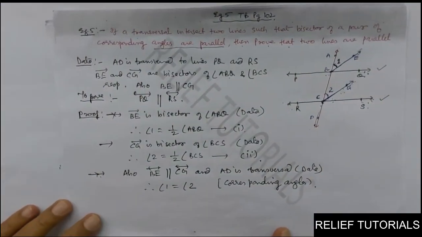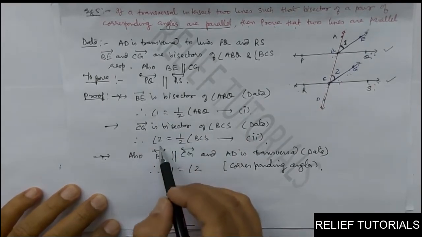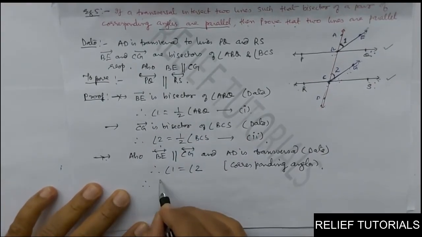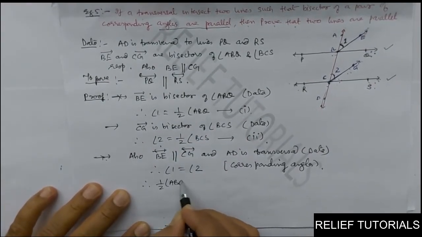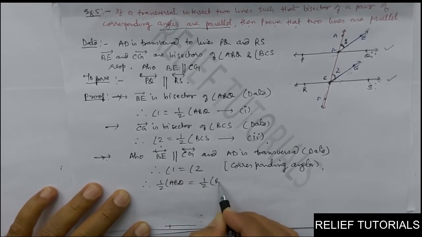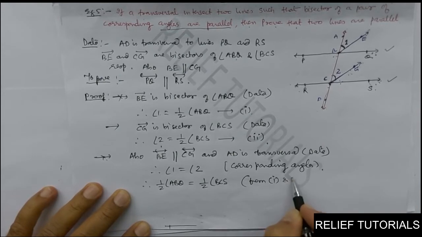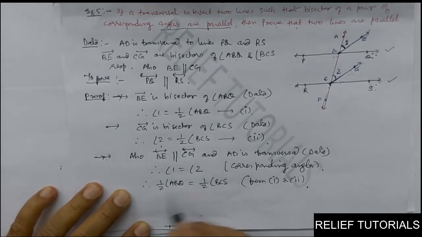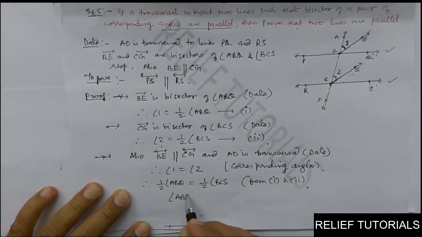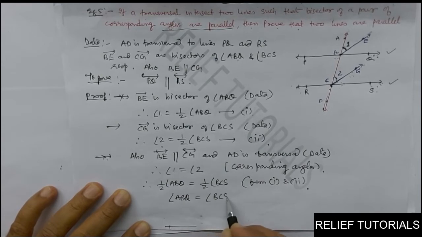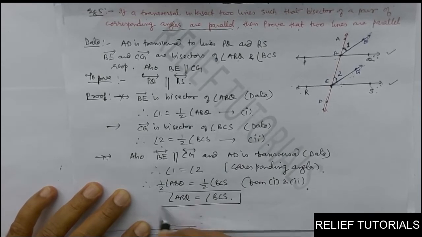I hope you understood this. Now angle 1 is equal to angle 2. So therefore I can say half of angle ABQ is equal to half of angle BCS. That is from 1 and 2. Half cancels. So therefore angle ABQ is equal to angle BCS. This result we have derived.